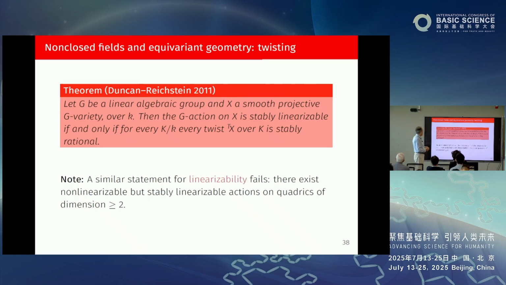All right. So here is a theorem of Duncan and Reichstein that says the following. Suppose you have a smooth projective G-variety over some field. Then the action is stably linearizable if and only if for every overfield and every twist via some G-torsor over that field, the corresponding variety over that field is stably rational. So this is pretty powerful, because we are much more comfortable working over fields than working over BG. And that allows us to translate questions about stable linearizability to stable rationality. Well, the first thing that you think about when you read this is: what about linearizability? Well, it turned out that for linearizability, it fails.